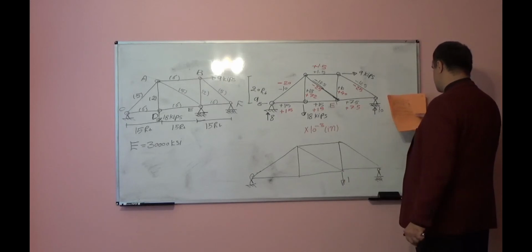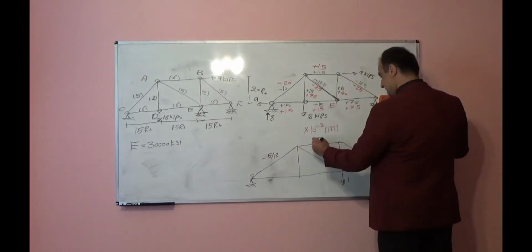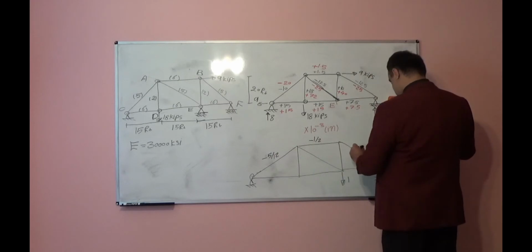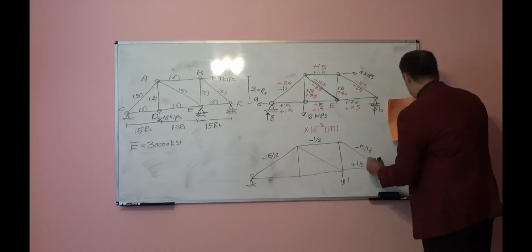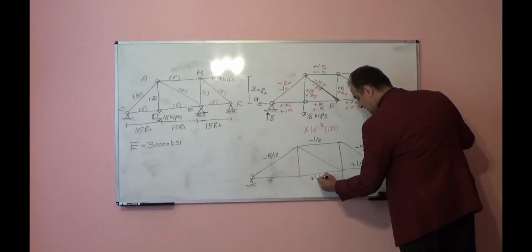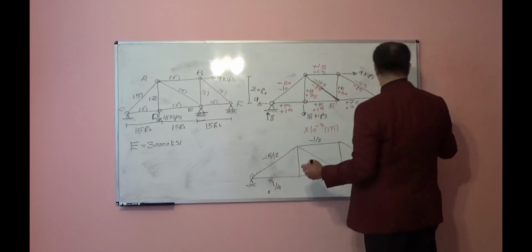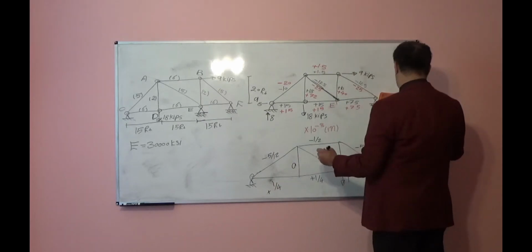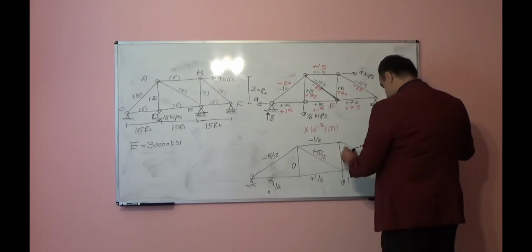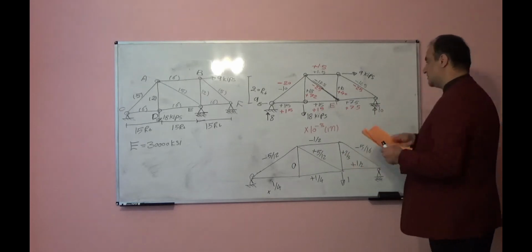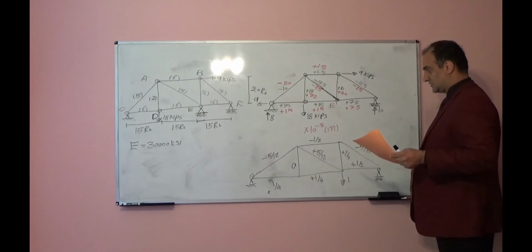That will be negative 5 over 12, negative 1 over 2, negative 5 over 16, positive 1 over 2, positive 1 over 4, positive 1 over 4, 0, positive 5 over 12, positive 2 over 3. So I will find internal forces under this virtual load.